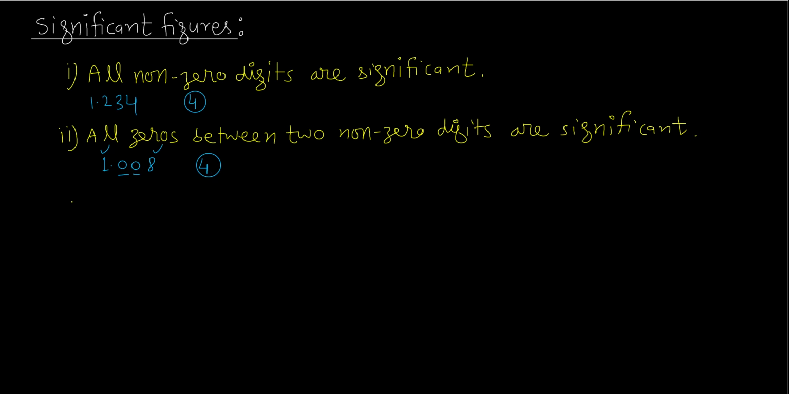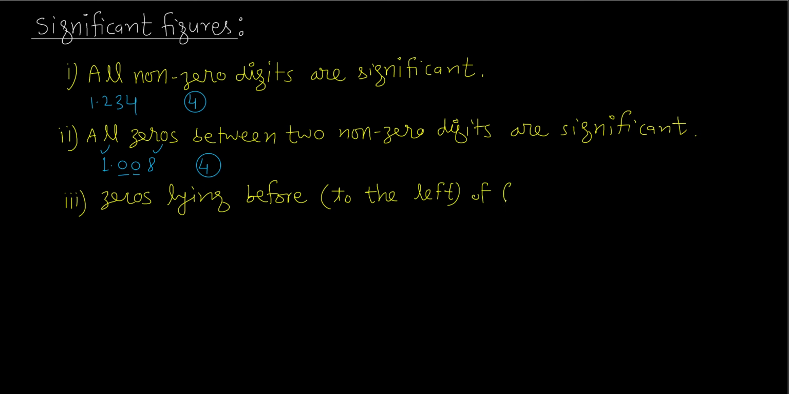Now rule number 3 is zeros lying before, and what do we mean by before? Before means to the left. Zeros to the left of the first non-zero digit are not significant. So what does this rule mean?